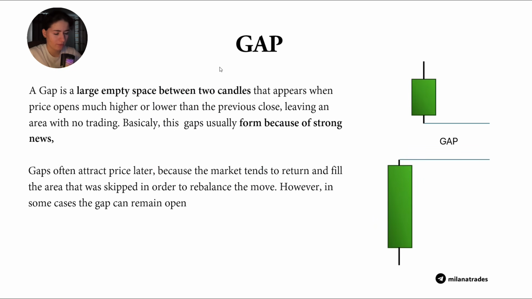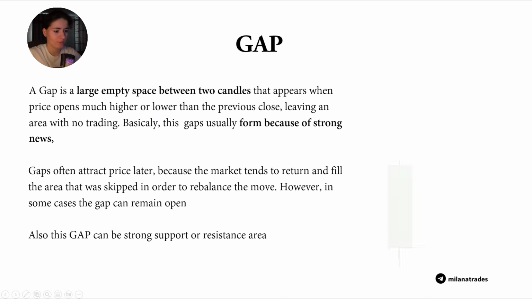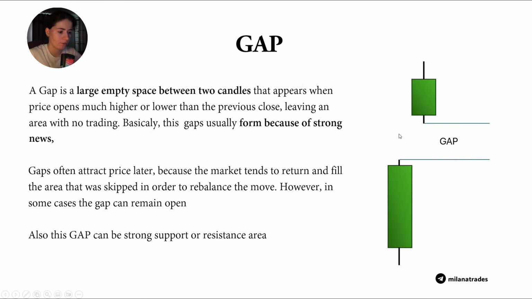And the last type is gap. A gap is a larger empty space between two candles. It appears when the price opens much higher or lower than the previous close, leaving an area with no trading. Basically, this gap usually forms because of strong news. Gaps often attract price later because the market tends to return and fill the area that was skipped in order to rebalance the move. However, in some cases, especially after major news, that gap can remain open if a new price level is accepted by the market.